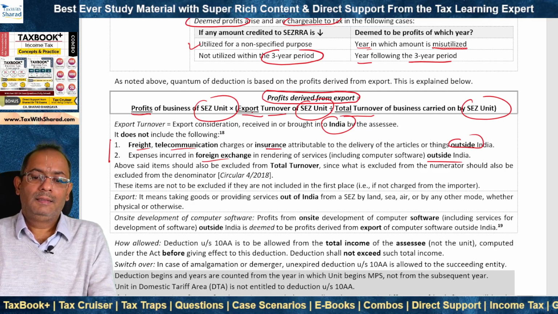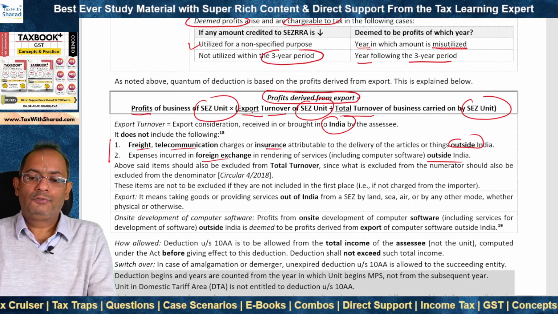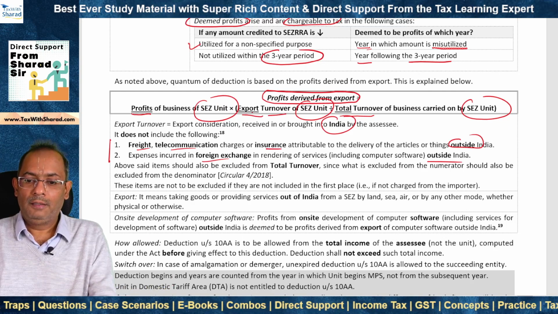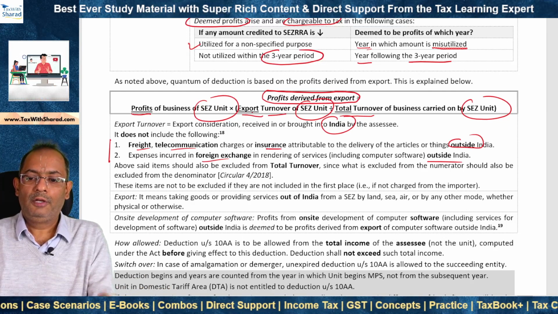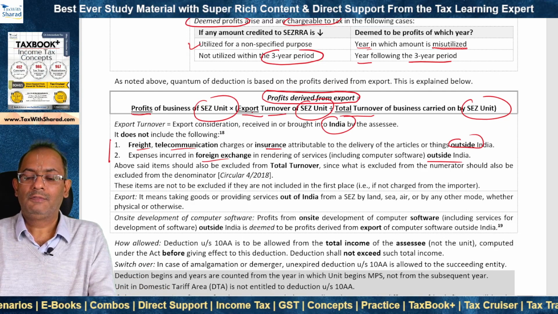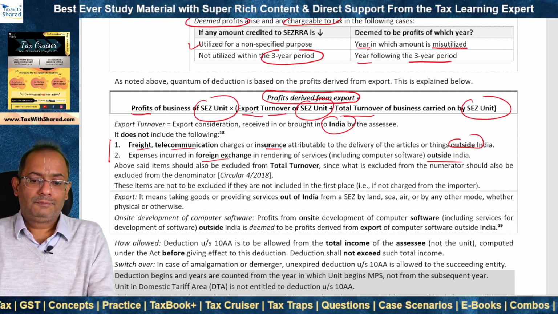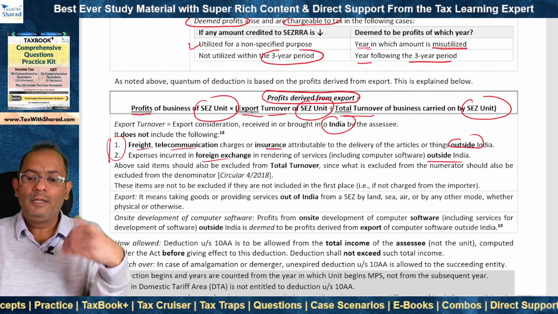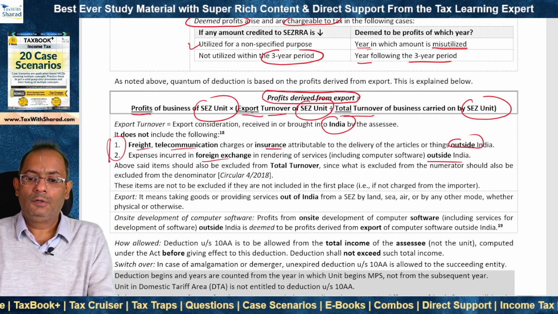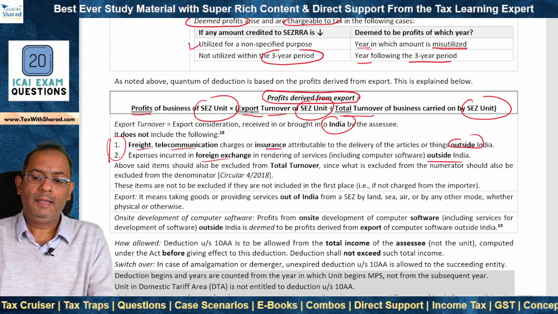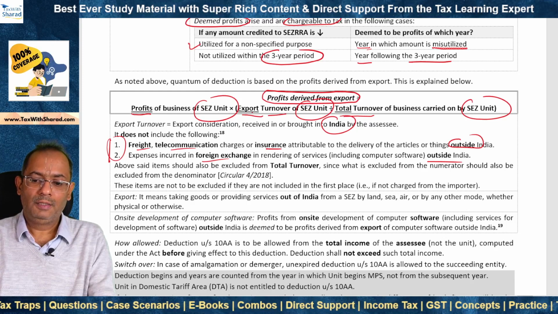And since these items are reduced from export turnover, which is the numerator, logically these items should also be reduced from the total turnover of the business, which is the denominator in the formula. But if these two items are not included in the first place in the export turnover or total turnover, there is no need again to reduce such items further.